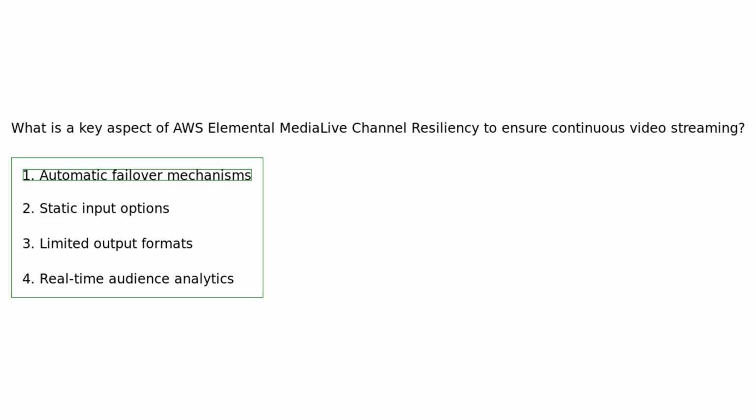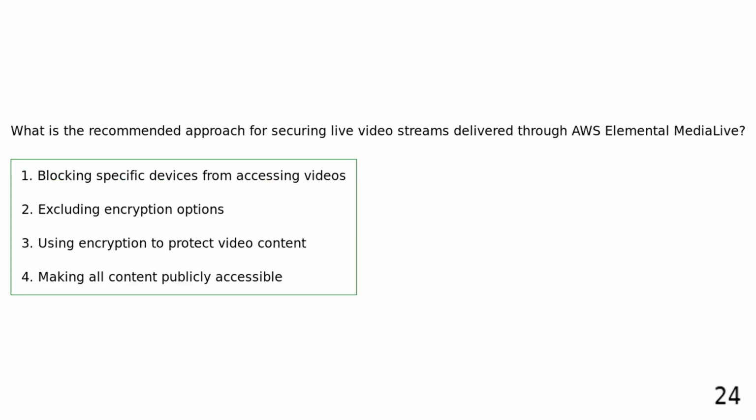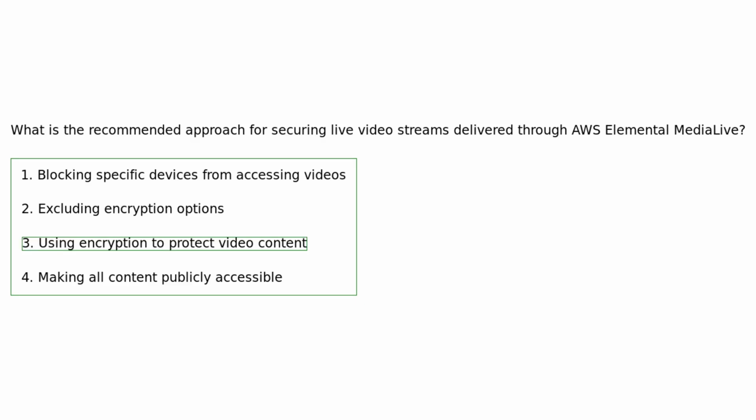input source failures. What is the recommended approach for securing live video streams delivered through AWS Elemental MediaLive? Blocking specific devices from accessing videos. Excluding encryption options. Using encryption to protect video content. Making all content publicly accessible. The recommended approach for securing live video streams delivered through AWS Elemental MediaLive is using encryption to protect video content, ensuring secure and private delivery to viewers.